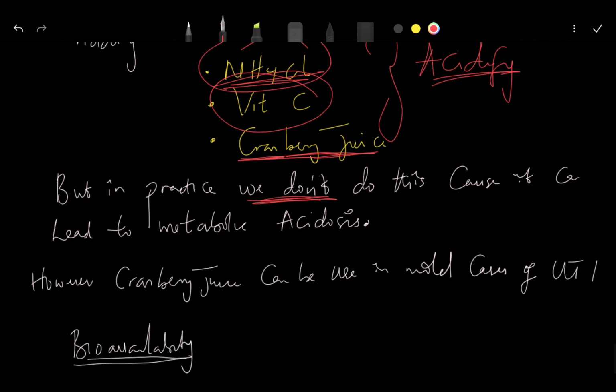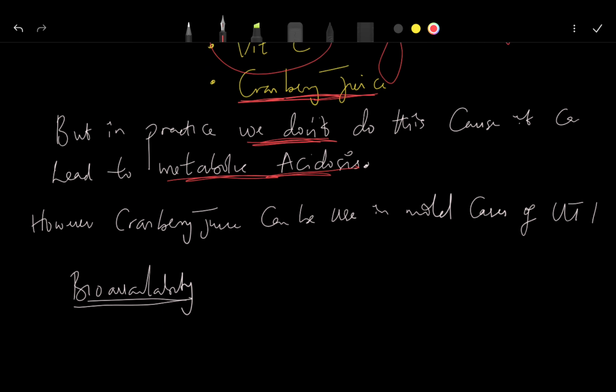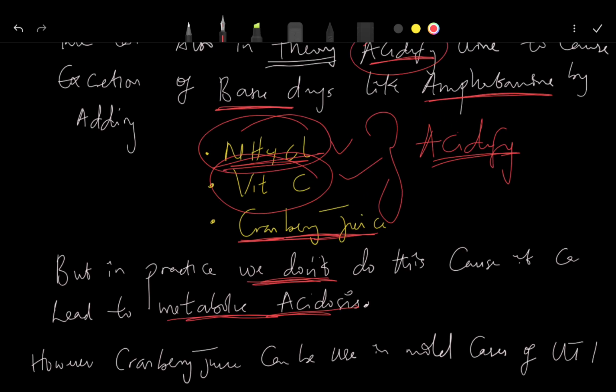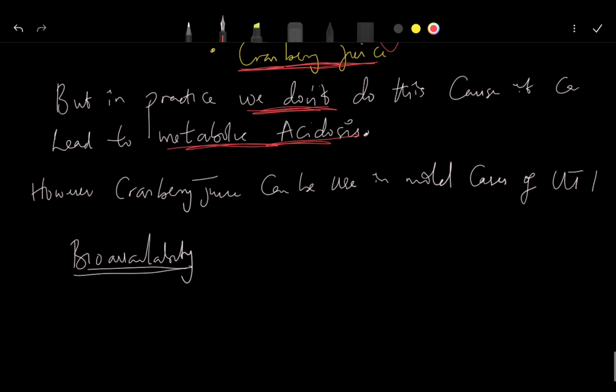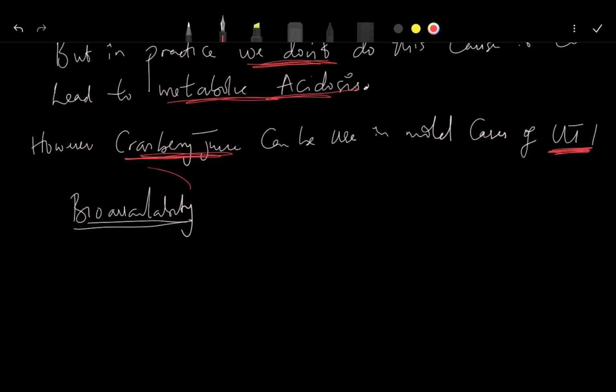Because the risk of metabolic acidosis is high. If you are giving the patient all these acidic substances, the body can easily enter a case of metabolic acidosis, and we don't want that. However, it's important for you to note that in theory it works, but in practice we don't do that. So also note that cranberry juice, based on it can make the urine acidic, we can also use it for UTI.